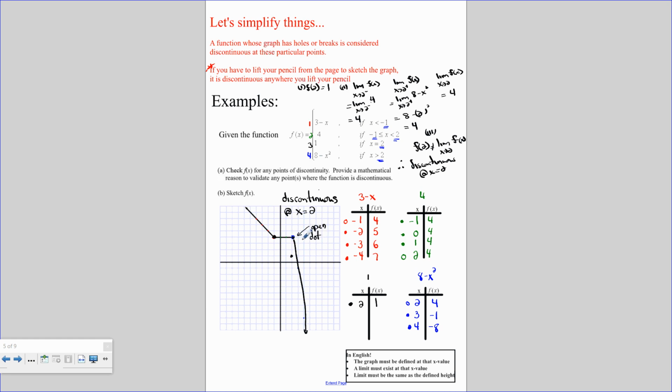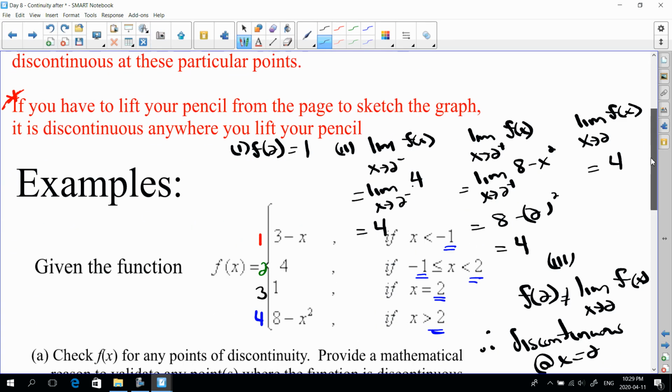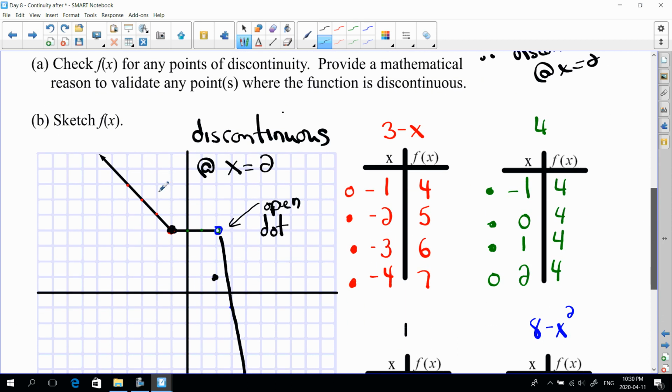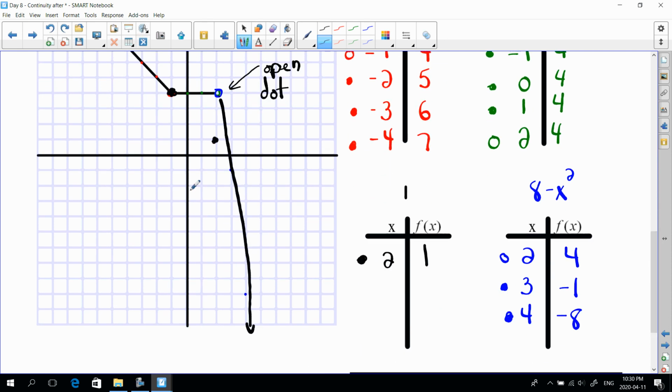Remember this: if you have open dots on top of other open dots, they remain open. If you have closed dots on top of open dots, they're closed. Case closed. Okay, (3, -1), that's 3 to the right, down 1. (4, -8), that's 4 to the right, down 8. And I tried to join those as best I could.